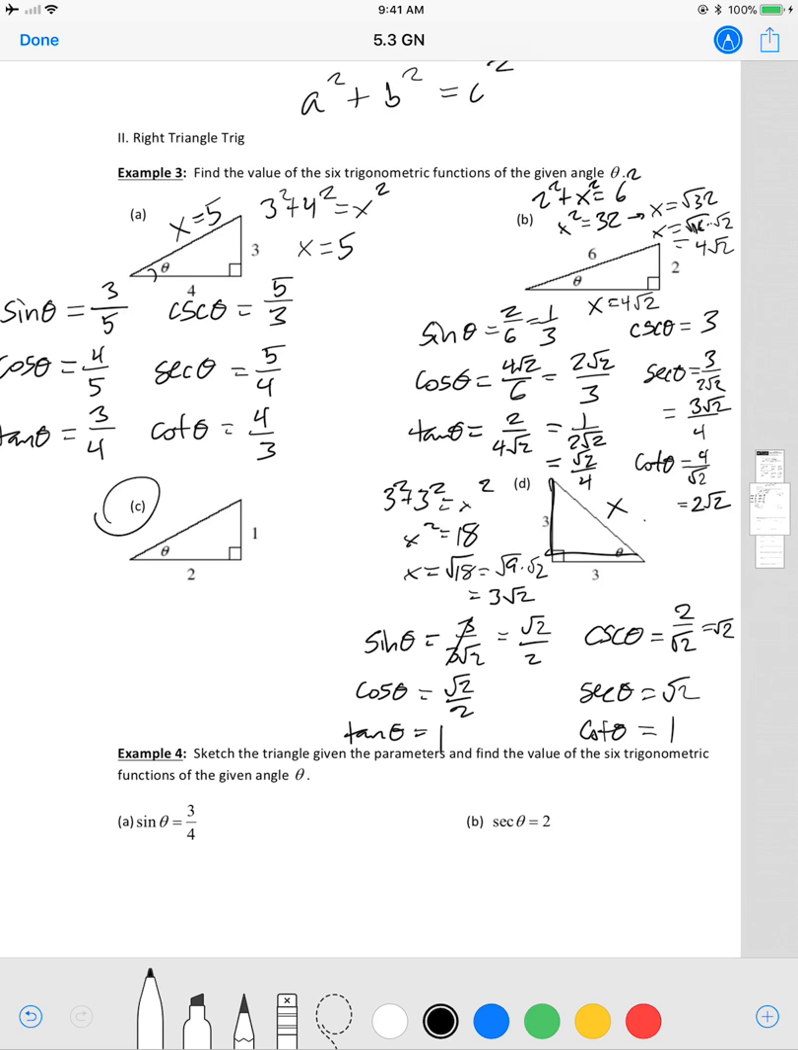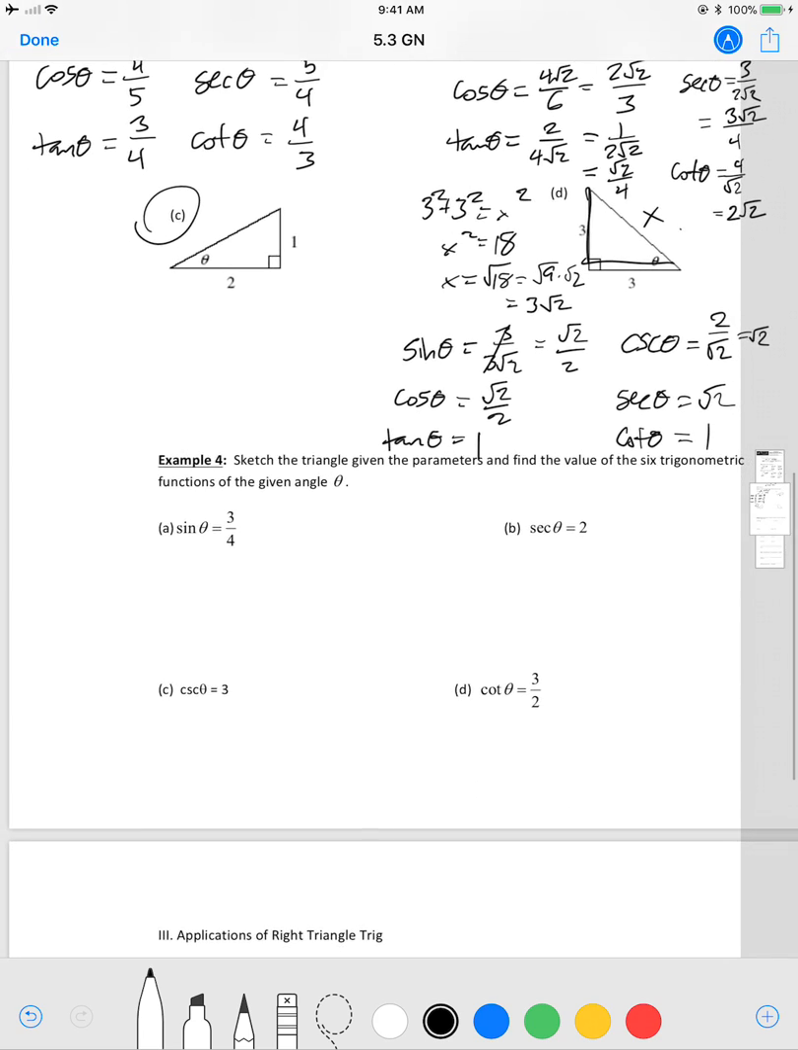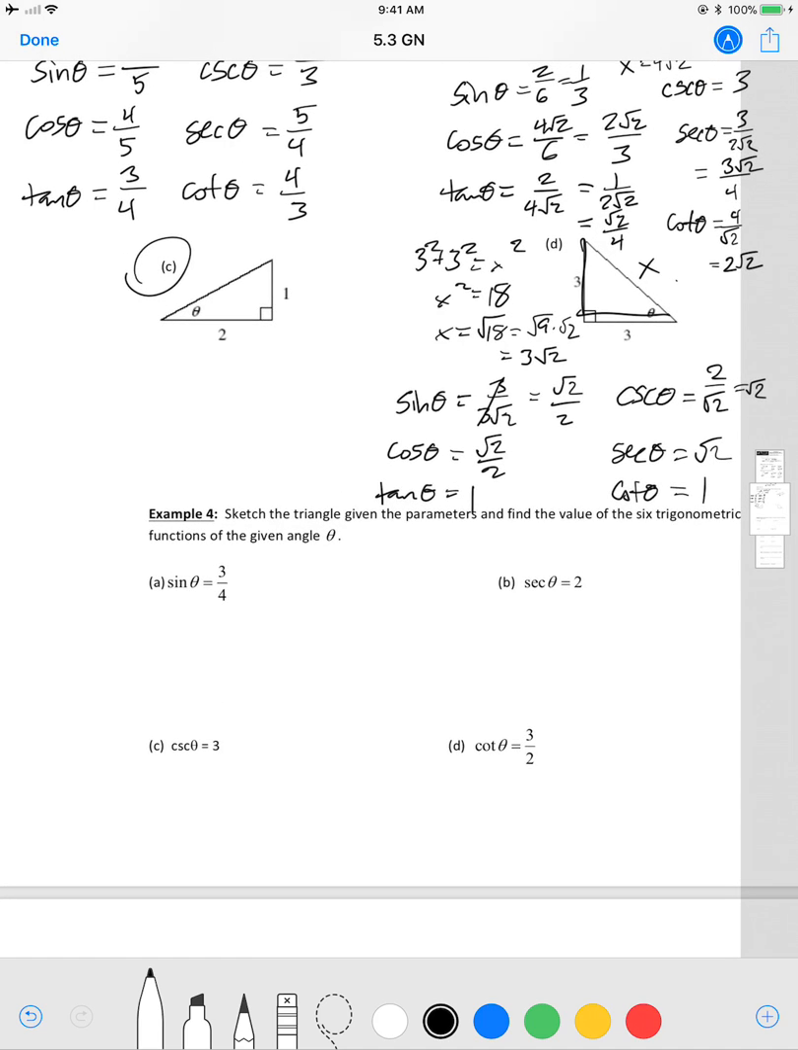Okay. All right. If you do have questions, please let me know. Write your questions down. Come see me and Miss Parker. All right. So for example 4, you're going to be doing letter D on your own. I'm going to go through the other 3/4 now, though.